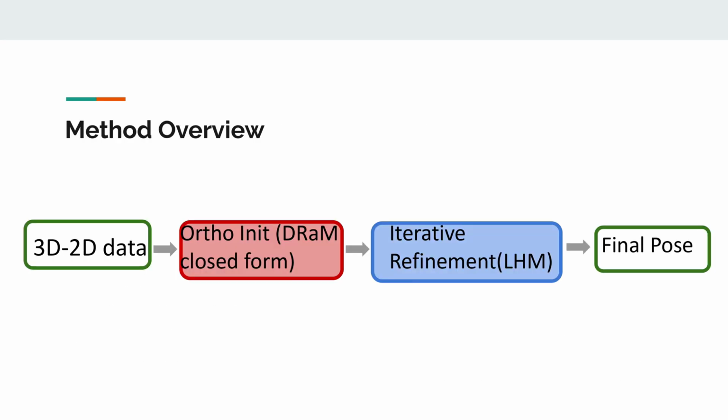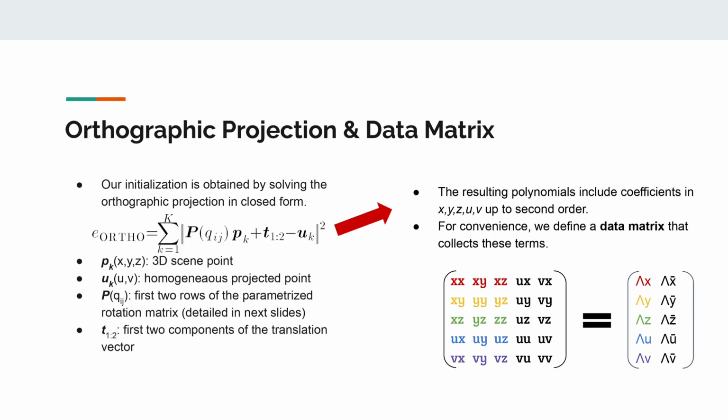Now we can begin introducing our method in detail. Here's the overview. We start by incorporating 3D and 2D data through an orthographic projection for initialization, and then iteratively refine the solution using the LHM pipeline. Our method begins by solving the orthographic projection error analytically.